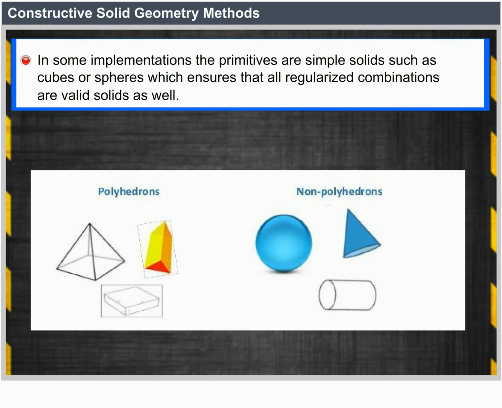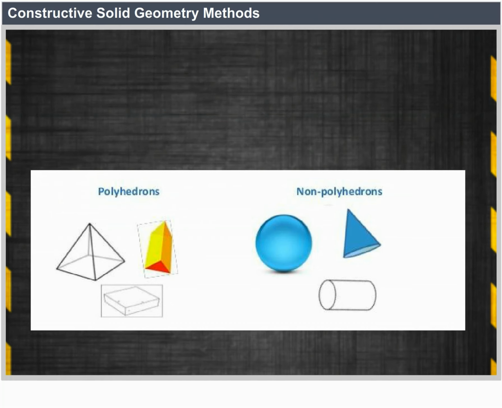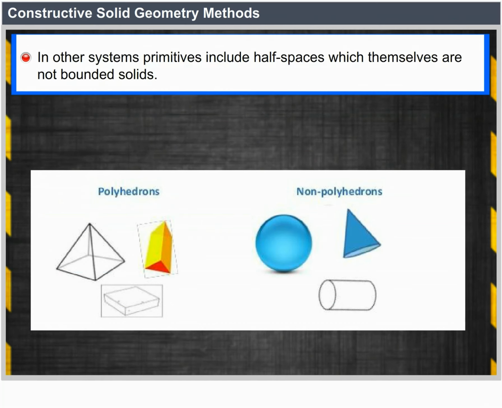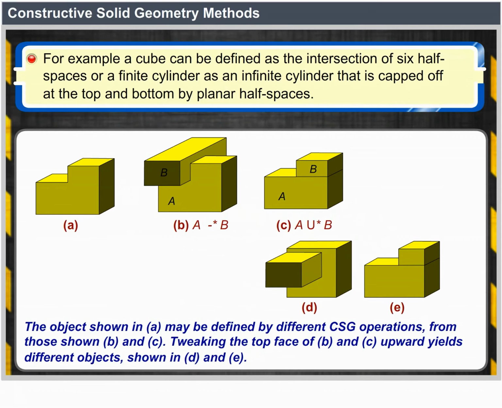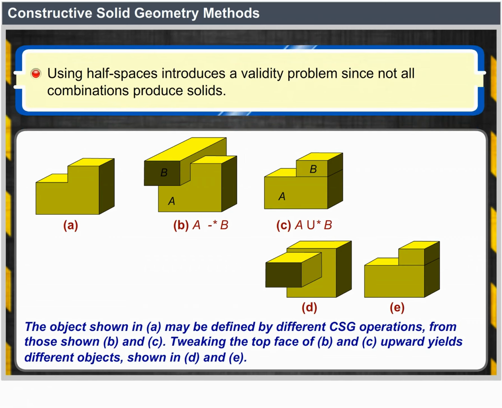In some implementations, the primitives are simple solids such as cubes or spheres, ensuring that all regularized combinations are valid solids as well. In other systems, primitives include half spaces, which themselves are not bounded solids. For example, a cube can be defined as the intersection of 6 half spaces, or a finite cylinder as an infinite cylinder that is capped off at the top and bottom by planar half spaces. Using half spaces introduces a validity problem since not all combinations produce solids.